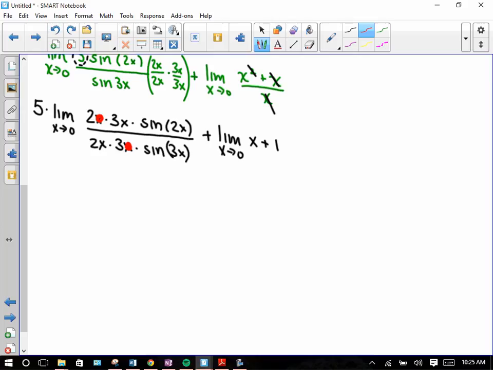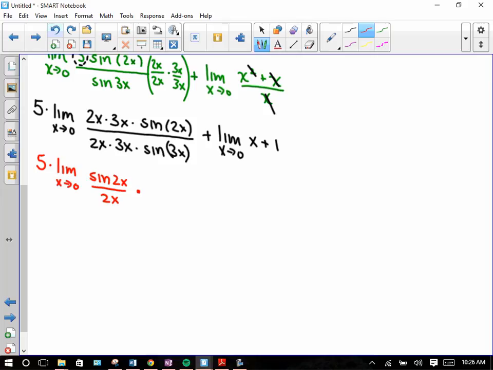Maybe let's do this. It's 5, so this would be 5 times the limit as x approaches 0. Now, since this is all multiplication, I can rearrange stuff, move stuff around, and break it up however I want. So I have sine 2x over 2x.